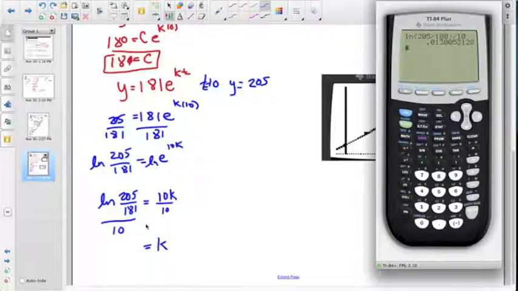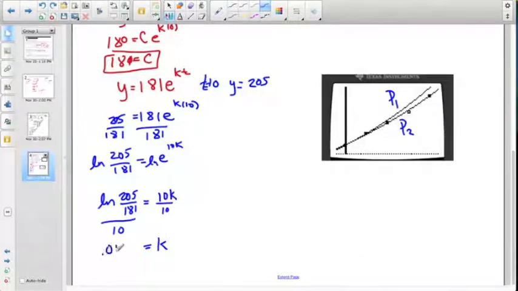So we end up with a growth value of, not that number, because I should have put in 181, not 180. There we go, 0.01245. So we have 0.01245 for our growth value, and so we have a function then that is 181 e to the 0.01245 t, based on our first two data points.